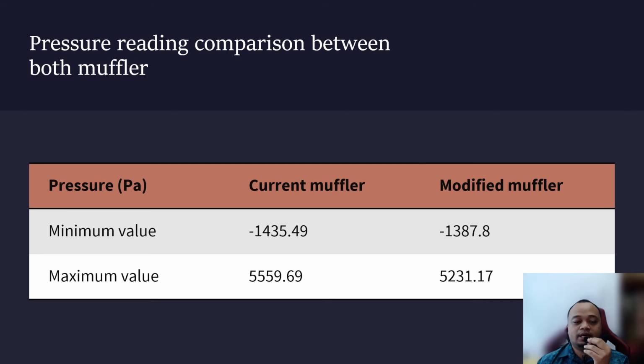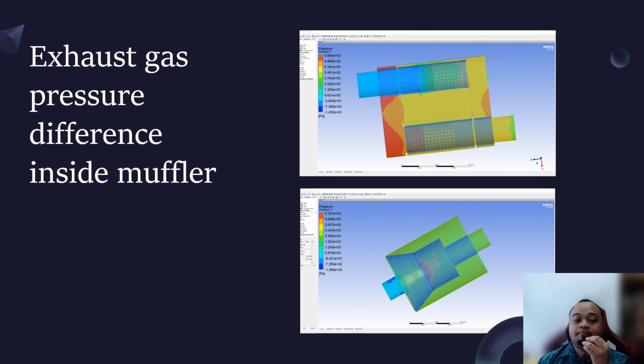This value shows that even with the modification, pressure still exists in the exhaust muffler. However, after a few modifications, the value seems to be decreasing, and to me, this alone is quite an achievement in order to increase the performance of the engine itself. This is the illustration generated by the software itself of the pressure difference on both the current design and the modified design of the exhaust muffler.